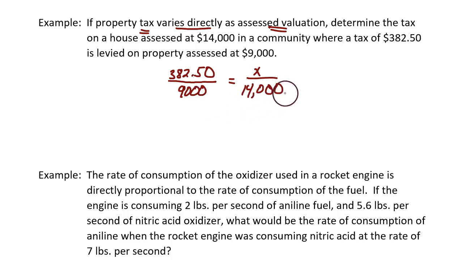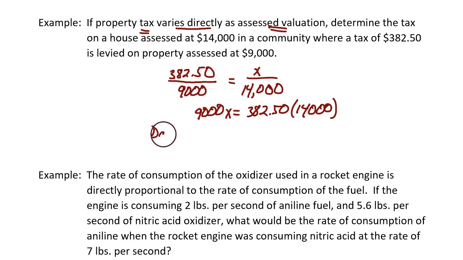This is a proportion and it compares tax to the assessed value of a home. The $382.50 goes with the $9,000 home. The X amount of tax goes with the $14,000 home. We can solve this using the theorem. The product of the means equals the product of the extremes. That means the cross-multiply technique. The 9,000 times X is equal to the $382.50 times the 14,000.